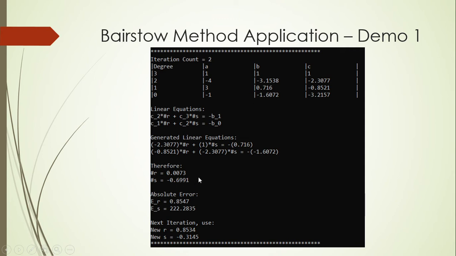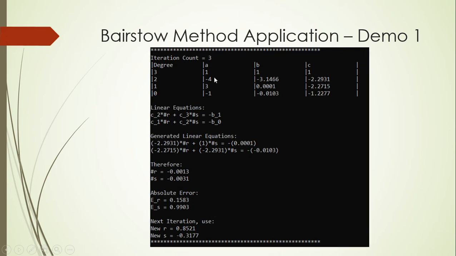The absolute error of R is equal to 0.8547, and the absolute error of S is equal to 222.2835. Using these new values of R and S, we will use them for the next iteration. In iteration number 3, as we can see here, the values of A0 up to A3, B0 up to B3, and C0 up to C3 are all here.